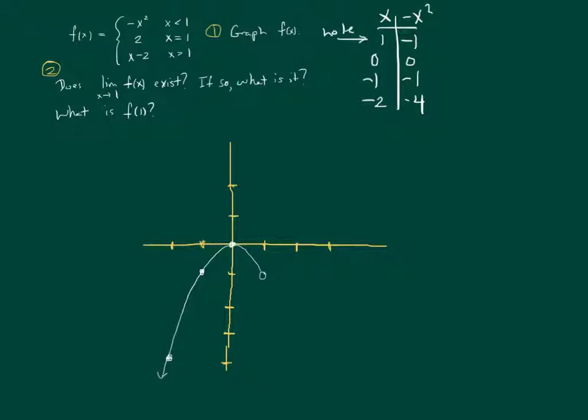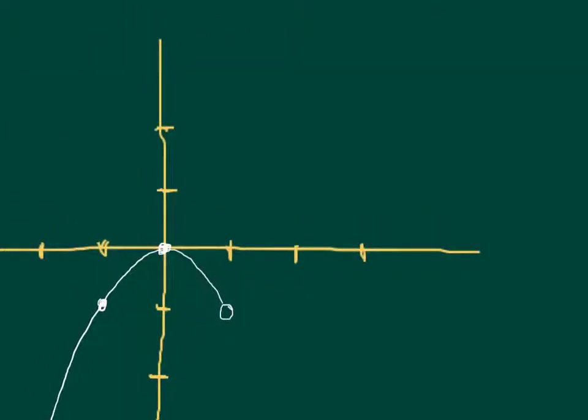Okay, this part being the next part. When x equals 1, the function value is 2. So in other words, f of 1 equals 2. So that's the point (1, 2), and that's all we have to do for that particular part. We just plot that, and we're going to color that in.